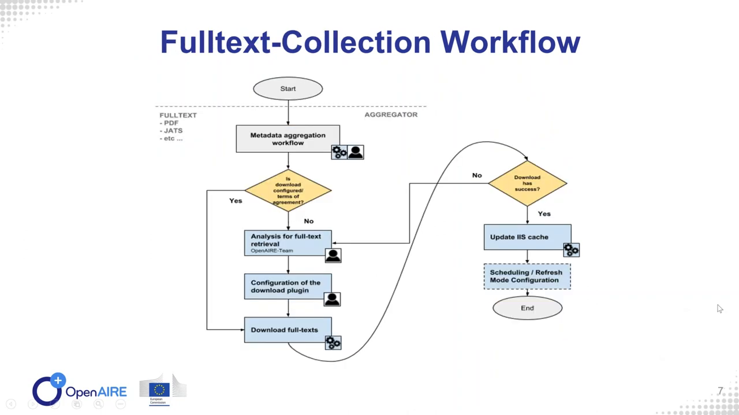When that happens, then there's the next step, which means, okay, we have the metadata, everything is correct. Now let's get the full text to OpenAIRE. How that happens? Again, the content provider provides some links or information. Where is the content? The OpenAIRE team will continue with the analysis and configuration of a plugin, to download the full text. If there is no success, again, they have to start from step two. If everything is fine, then your full text will be registered in OpenAIRE.